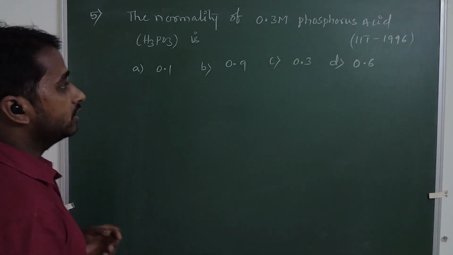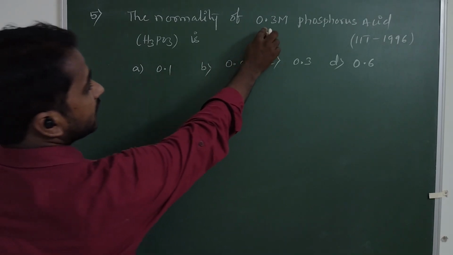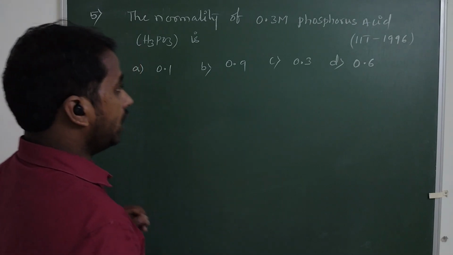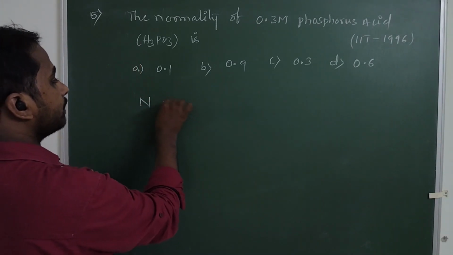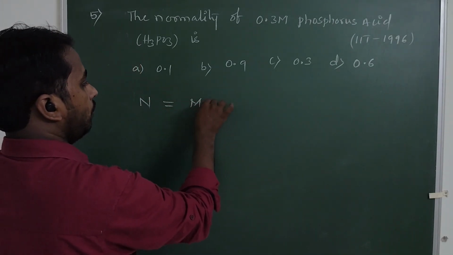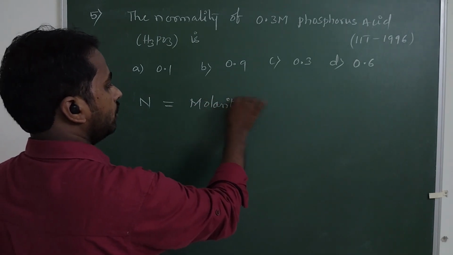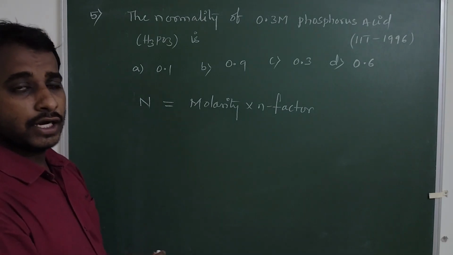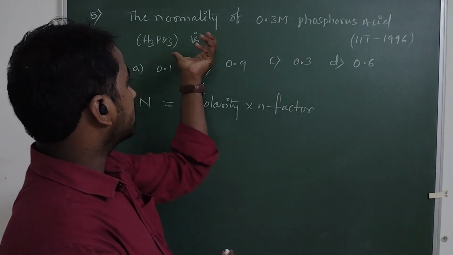The question is the normality of 0.3 molar phosphorous acid. The formula is also given. The given value is 0.3 molar, and the relation between normality and molarity is: normality, capital N, is equal to molarity into n factor. The n factor means the number of hydrogen ions transferred in a particular acid.